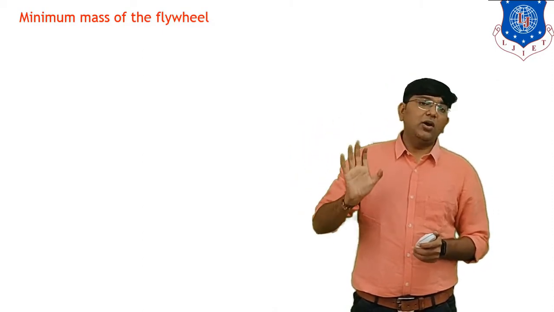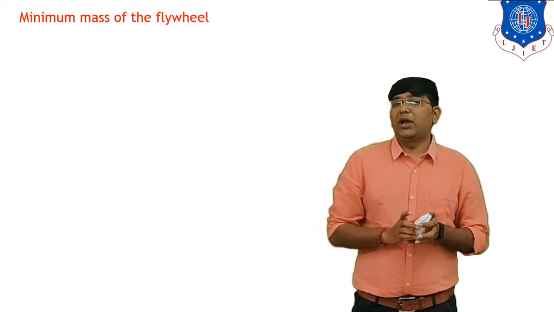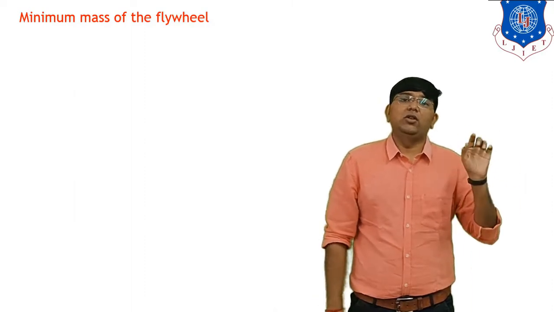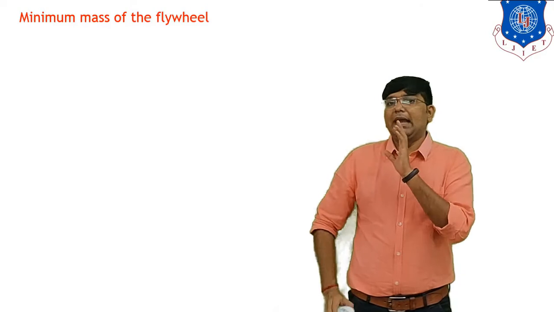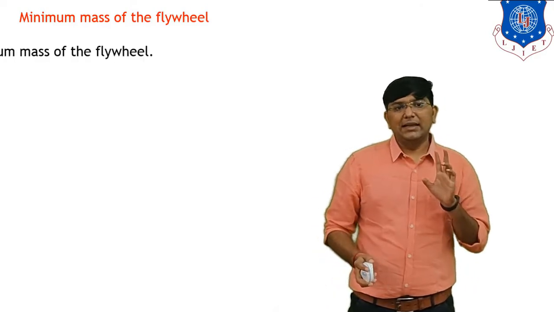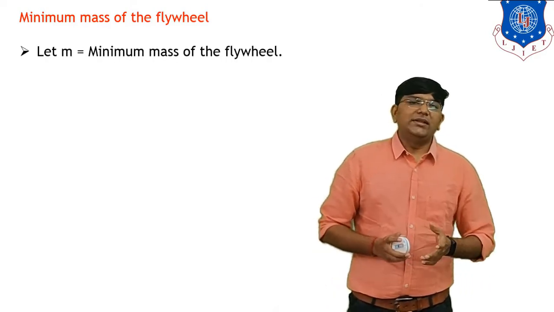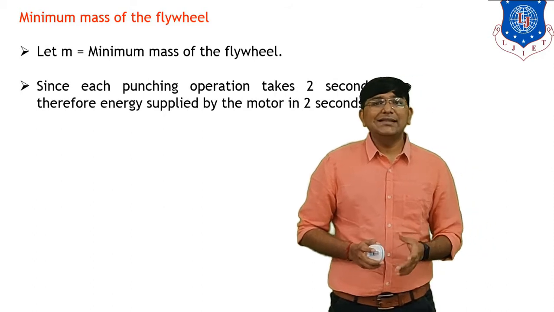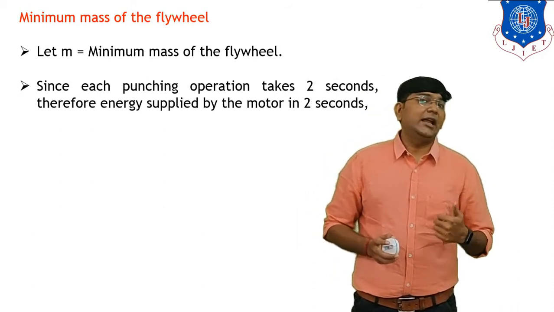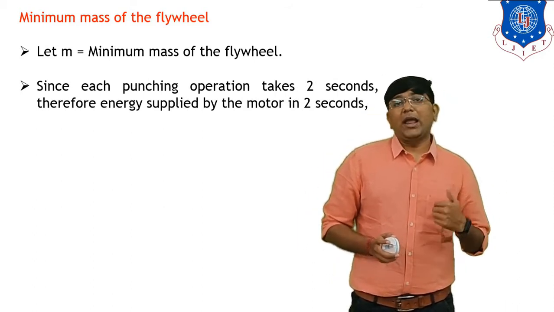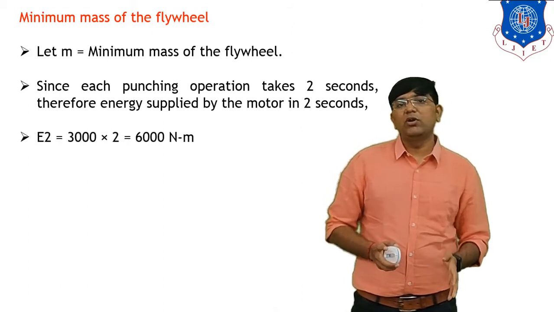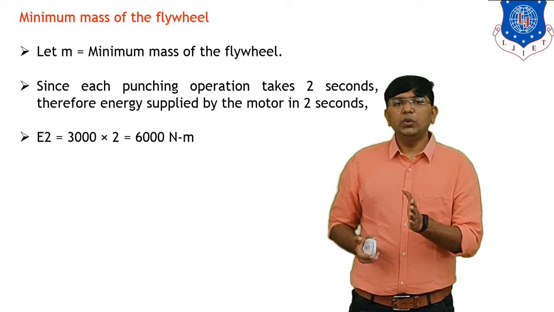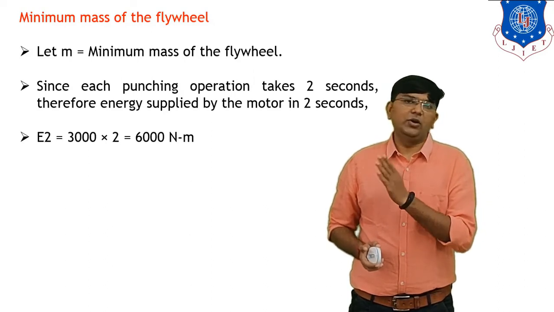Clear? To find the value of m, first of all you have to calculate the value of delta E, the value of omega and the value of Cs. Clear? So let small m be the minimum mass of the flywheel. Since each punching operation takes 2 seconds, the energy supplied by the motor in 2 seconds, that is E2, is equal to 3000 into 2, which is 6000 Newton meter.